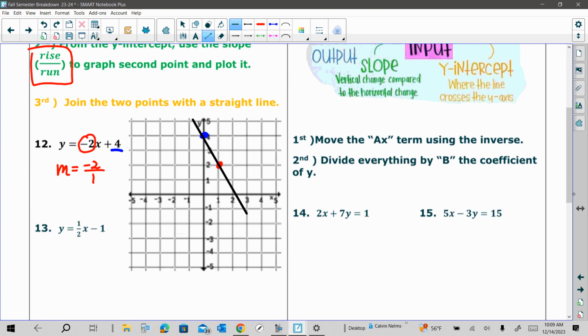So if I was graphing number 13 here, we would start with the y-intercept, which is a negative 1. And the m, the slope, is 1/2. So that means I'm going up 1 to the right 2.